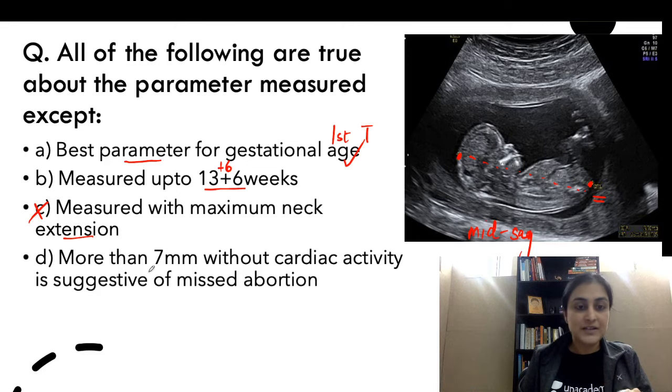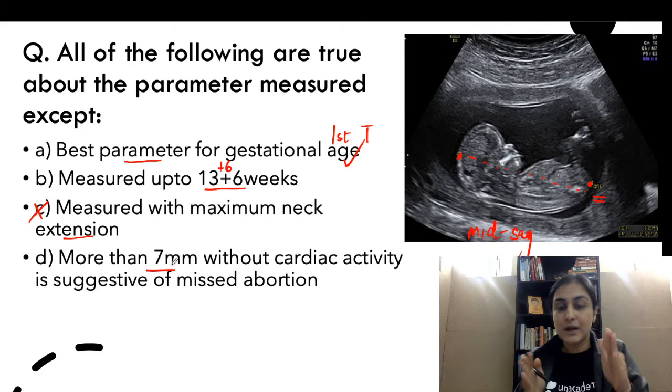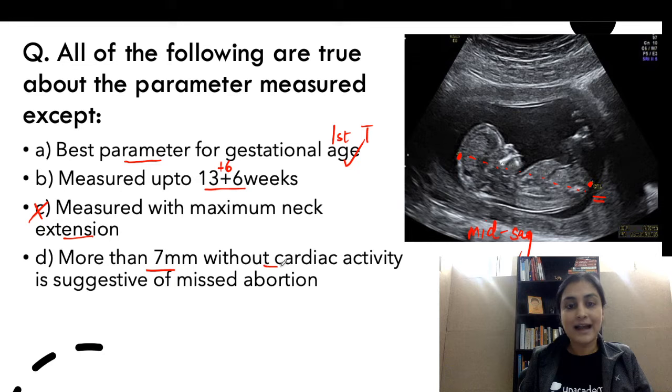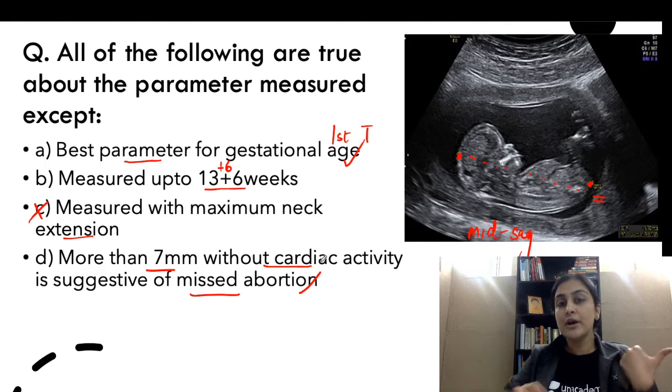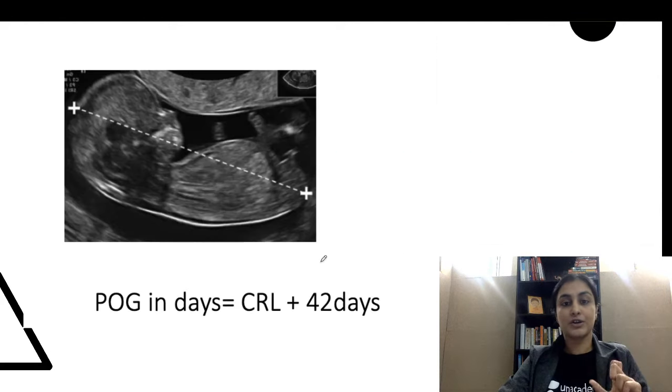And again, as we discussed previously, if the CRL becomes more than 7 mm and cardiac activity is not there, we will call that missed abortion or early pregnancy failure. This is also a true statement. Alright, so this was about crown rump length.